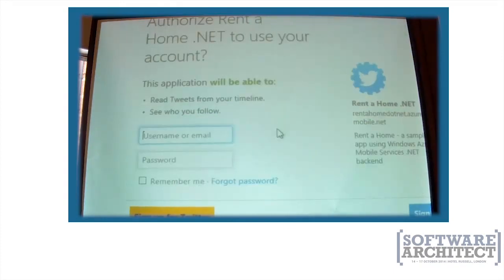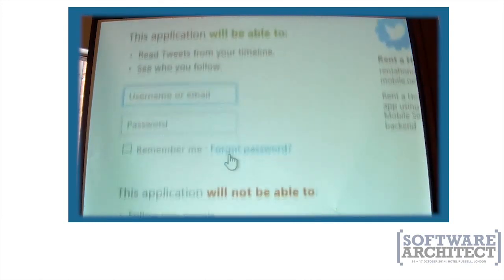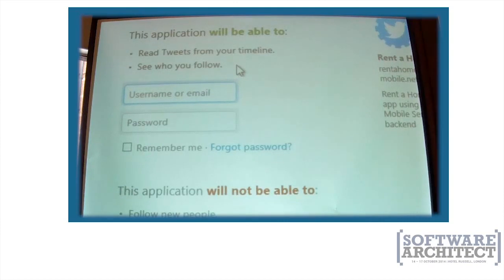And this is Twitter asking me to authorize rentahome.net to use your account. I will be able to read tweets from your timeline and see who you follow. Now, I have a user exactly for that called John McUser with a password. Funny story about John McUser is that every time I use this user in a demo, Twitter sends me an email. Hi, John McUser. Welcome back to Twitter. Here's what you've missed. So I'm going to get one of those.